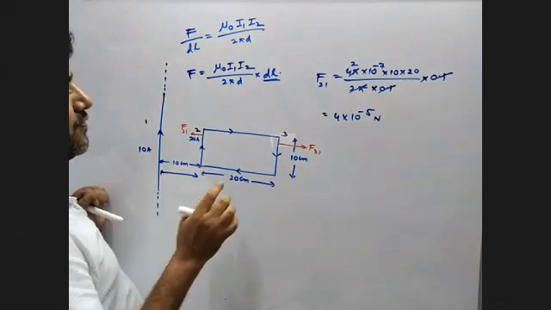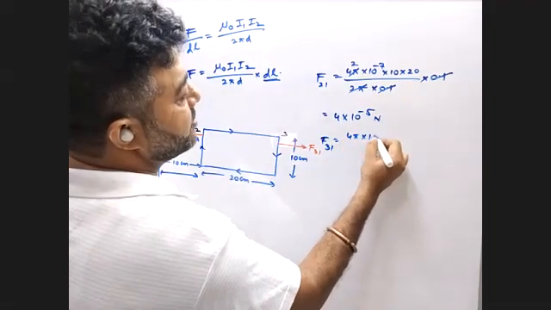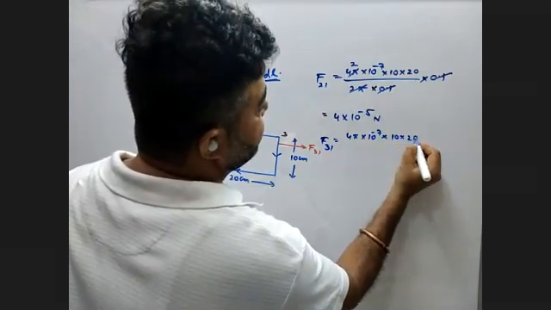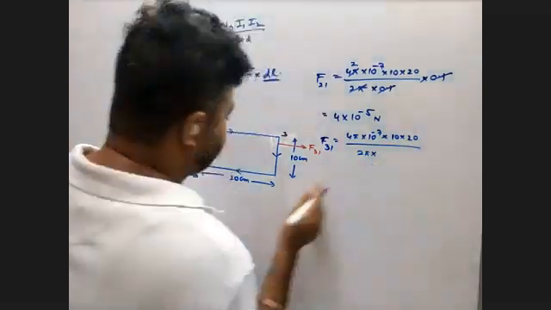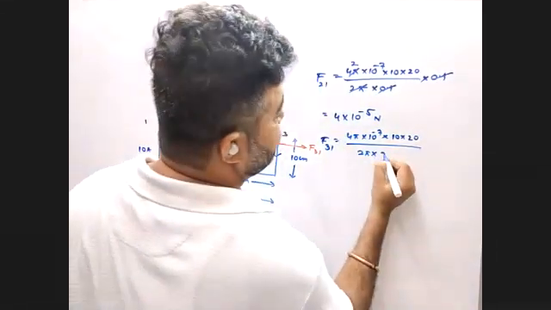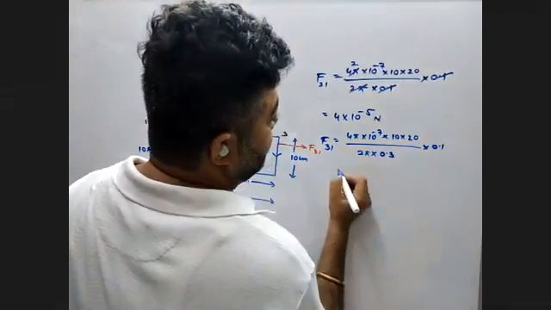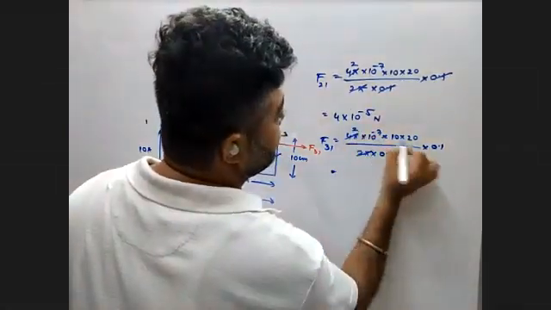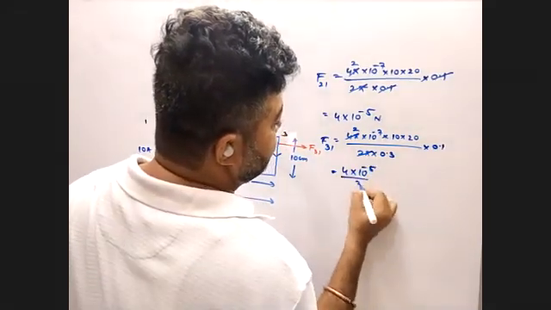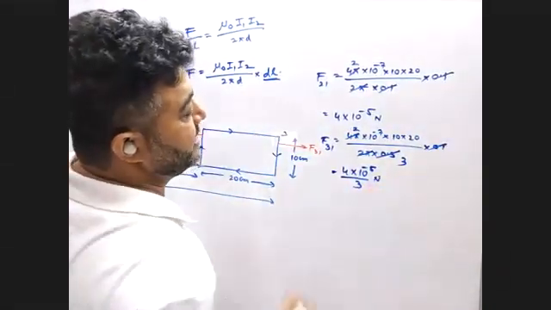Now similarly, if you want to calculate for this wire, force at 3 due to 1: 4 pi 10 to the power minus 7, 10 and 20, 2 pi. That distance is 20 plus 10, that is 30 centimeter, that means 0.3, and that length is 10 centimeter, that is 0.1. So 2 pi cancels. So 4 into 10 to the power minus 5 by 3, because you can cancel this, so we have 4 by 3 into 10 to the power minus 5.